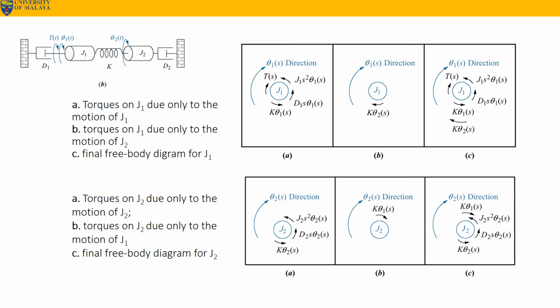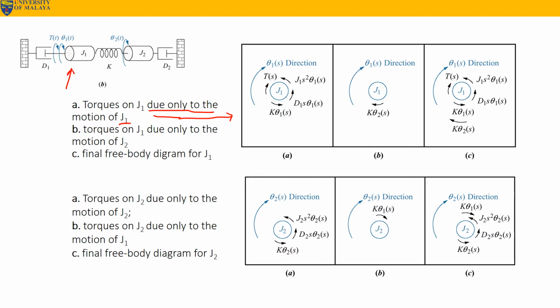So again, we will start with the schematic. This is schematic B, and for a 2-degree of freedom system, remember that we have to do two schematic diagrams, one for J1 and one for J2. Let's start with J1. Figure A shows all of the torque and also the impedances acting on J1 only due to the motion of J1. So assume that only J1 is rotating and J2 is stationary, not moving. What would be the resulting schematic? Let's figure it out.